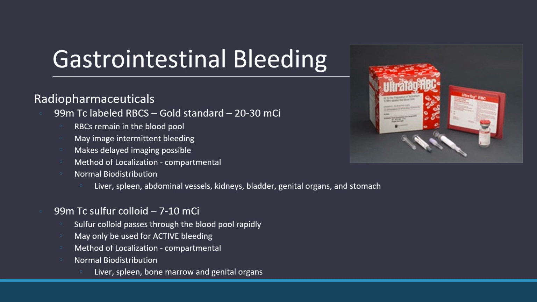So this makes it less optimal for looking at a GI bleed, but it can be used to see if there's an active bleed, because if you inject the patient in that very first initial time frame with the blood pooling, you would be able to see a bleed if it was active. The method of localization for sulfur colloid for a GI bleed is compartmental. It's going to be different for sulfur colloid for other studies because it localizes in different ways. The normal biodistribution is the liver, spleen, bone marrow, and genital organs.